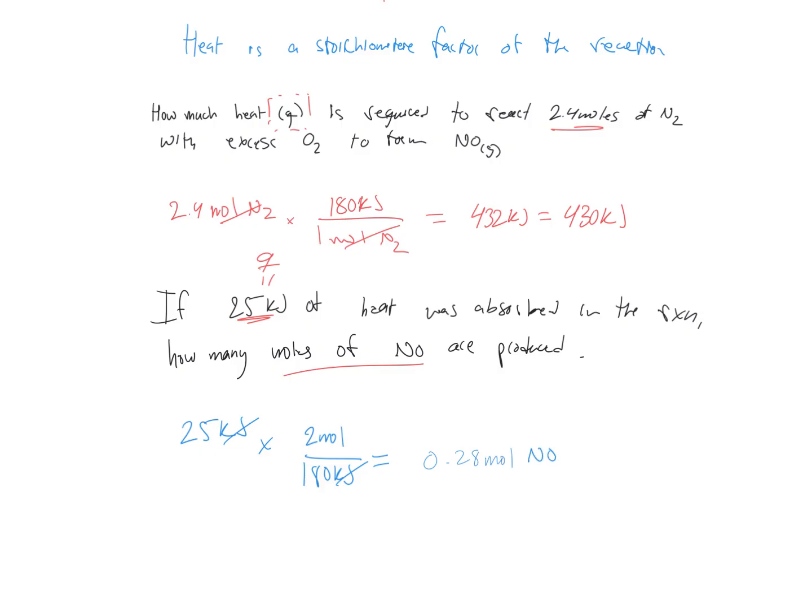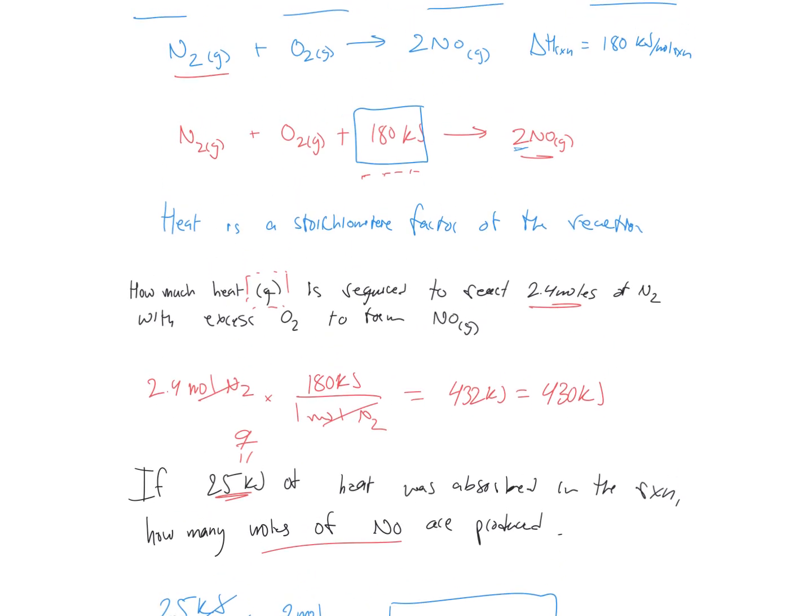And so this goes to show that just like our stoichiometric coefficients in front of all of our numbers here, you can use the heat stoichiometrically as well, and that's another factor into thinking about how reactions progress and how we can predict how a reaction is going to go.